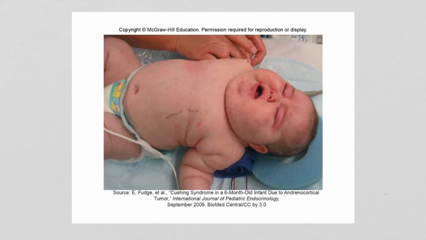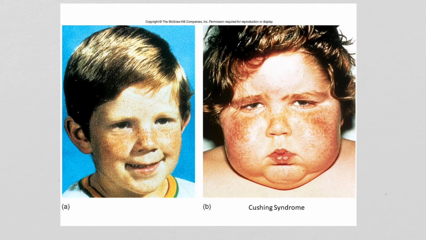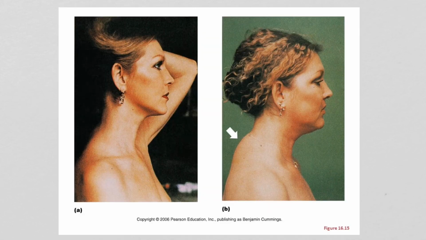Here is an infant, 6-month-old, with Cushing's syndrome, and you can see the face looks really puffy because of lots of fat deposits. Here's a picture of a boy on the left in his normal condition, and on the right, it's the same boy with Cushing's syndrome. And you can see how the fat deposits in his face just make it look very bloated. And the last one, there's a classic example of what's called the buffalo hump, where you can see the arrow on the right, where you have a fat deposit right between the shoulders at the base of the neck.